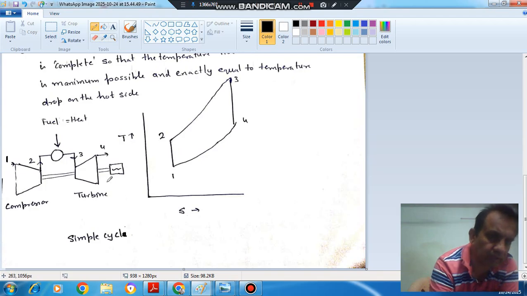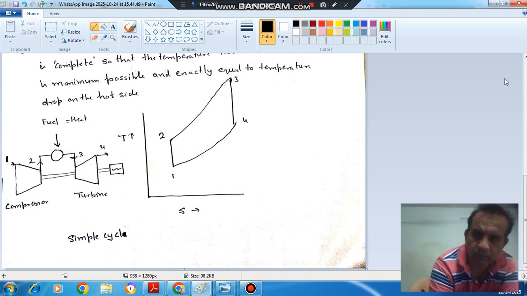Process 1-2 is ideally an isentropic process, and 2-3 is the heat addition process, that is a constant pressure process. 3-4 is also an isentropic process. This is isentropic compression, and this is isentropic expansion. And 4-1 may be a cooling process, or it may not be taken if we are exhausting it.